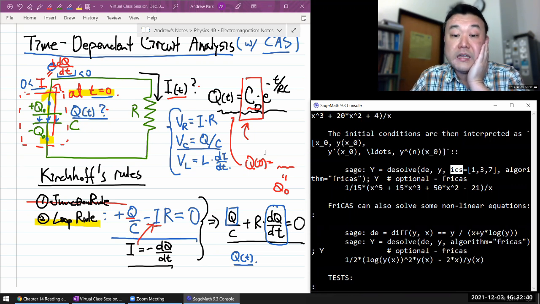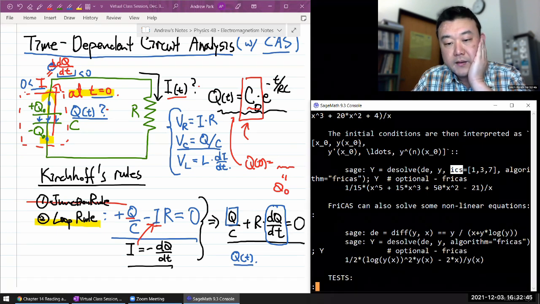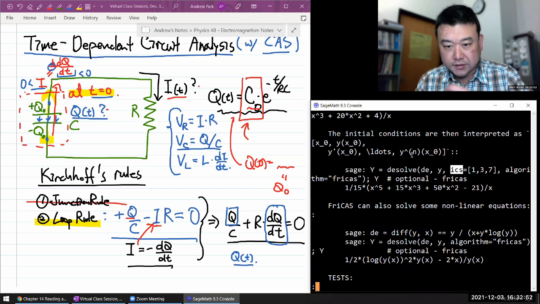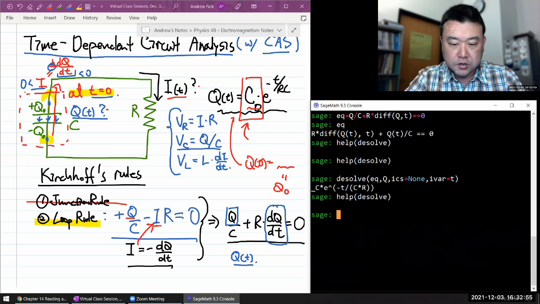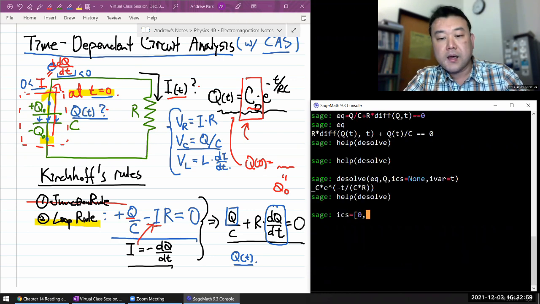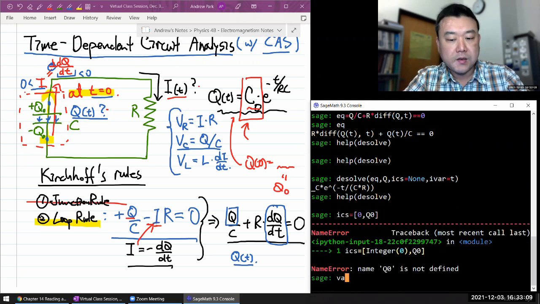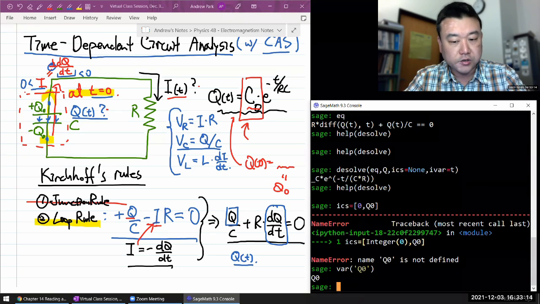Or the initial independent variable value. So in our case, that would be at time equals 0. And then y at that value. Oh, and I guess those additional ones are for higher order equations. Okay, I think now I understand the syntax. So the initial condition for us would be time equals 0, and the charge at that initial time should be Q naught. But if I do this, it'll complain because I haven't defined Q naught yet. So let me declare Q naught as a variable that I'm going to use to indicate my initial charge.